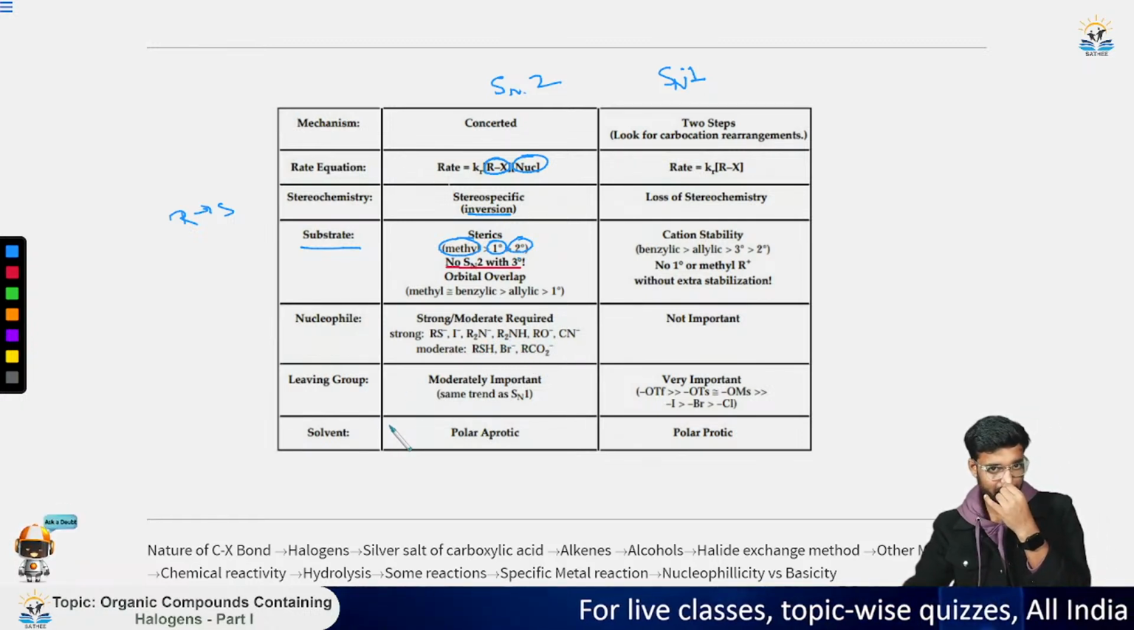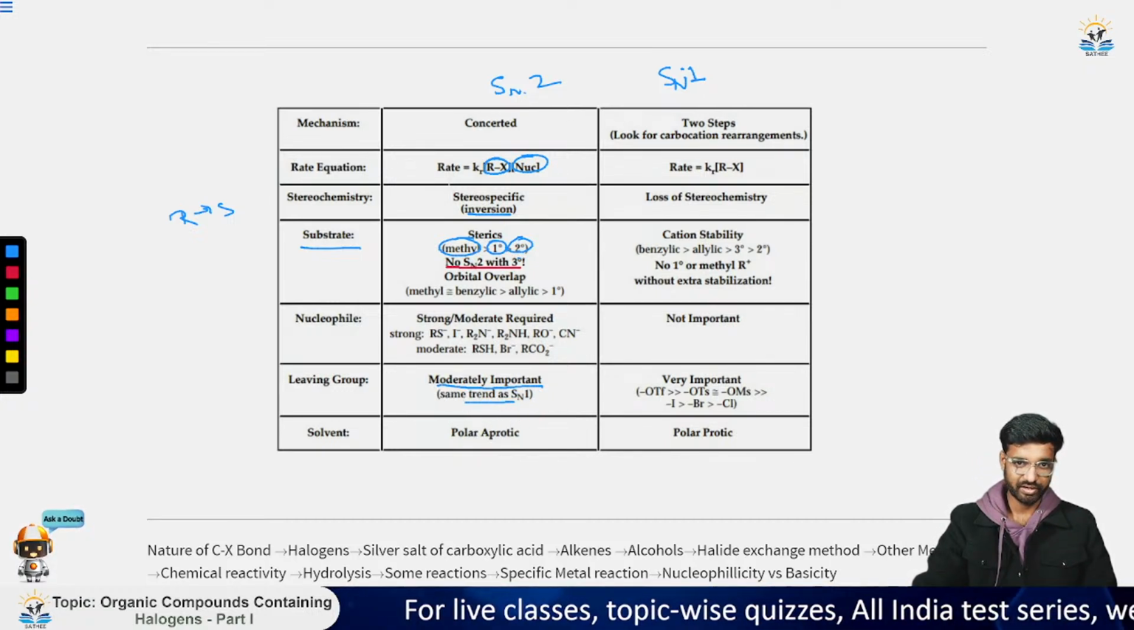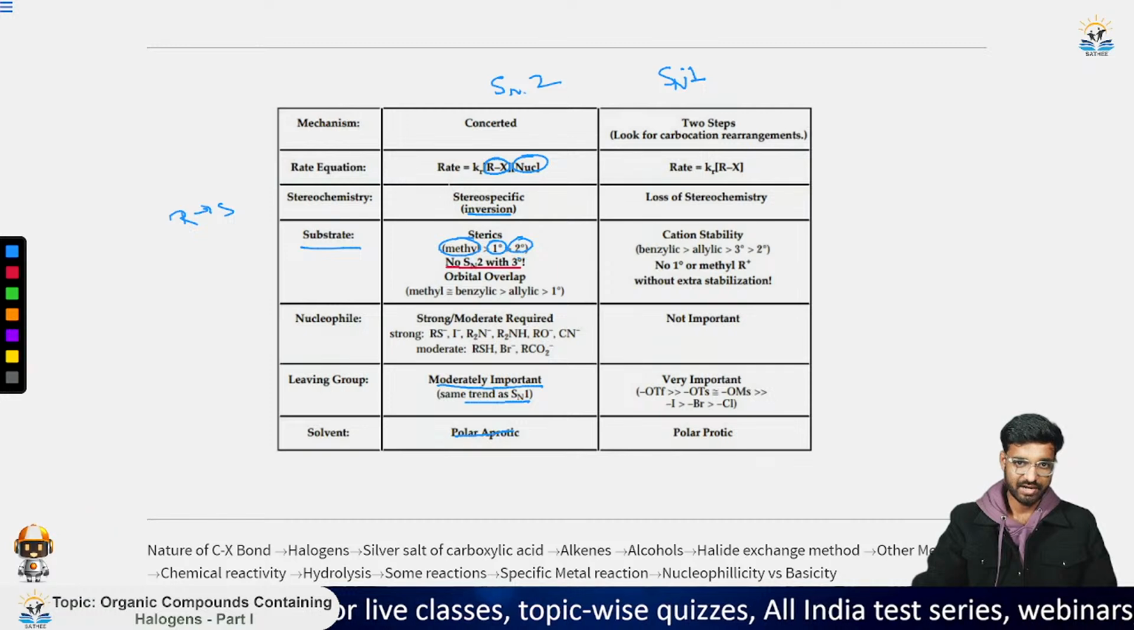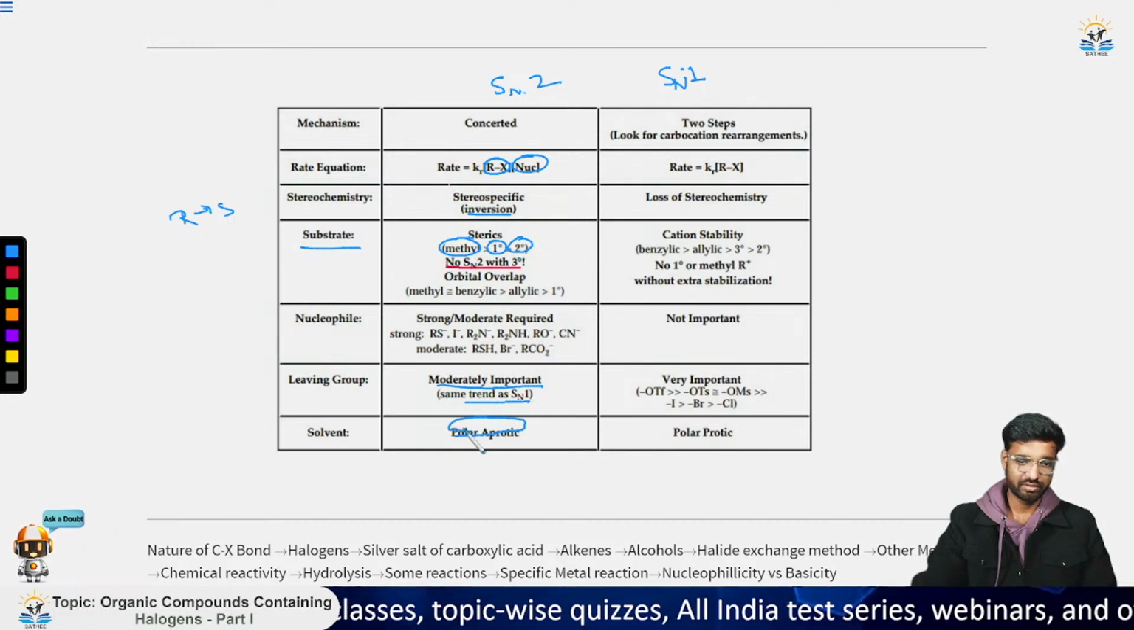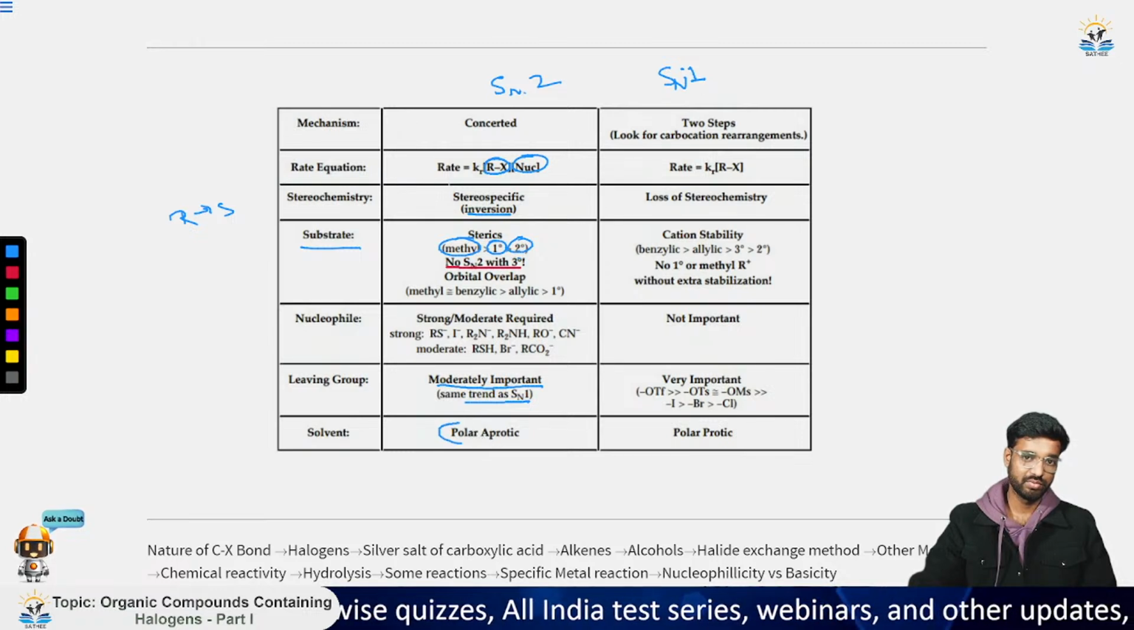Now what about the leaving group? It is moderately important, not that much important, with the same trend as SN1, and it happens in polar aprotic solvent. If you have a polar aprotic solvent, it will be much more supported.